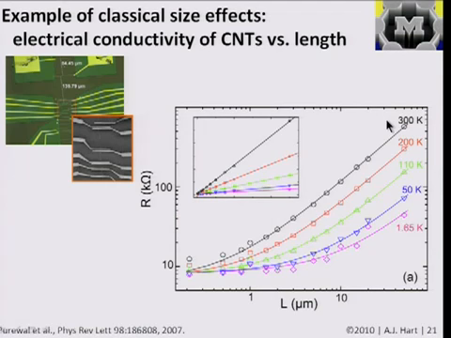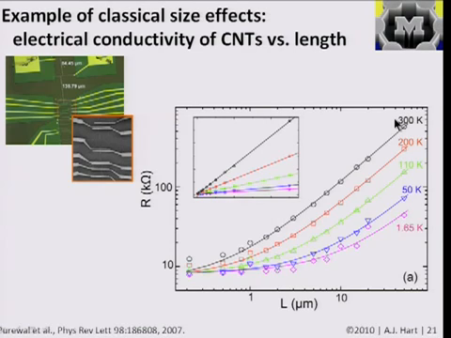Another example of a classical size effect, but one that becomes important at the nanoscale, is a measurement of the electrical conductivity of a carbon nanotube versus its length. So we'll see this picture again next time, and we'll define the idea of ballistic transport. The definition of ballistic transport is, for example, the length over which a carrier can go entirely through a material and not experience any scattering events.